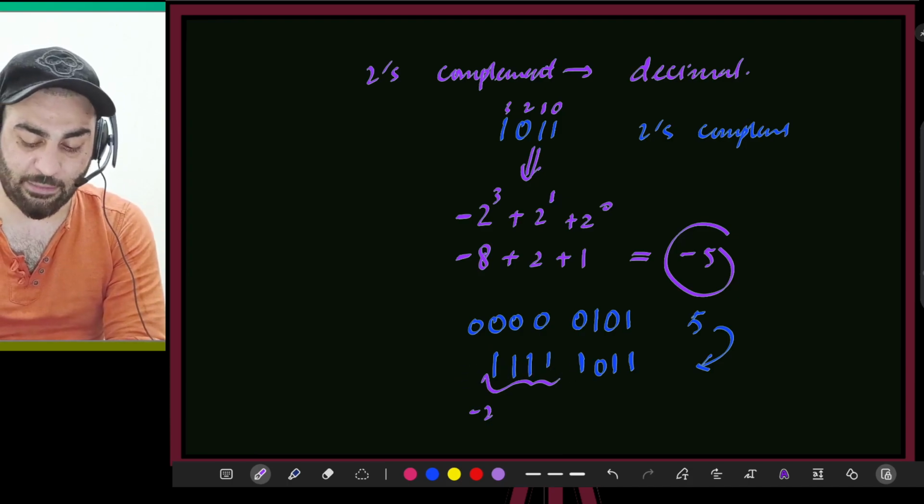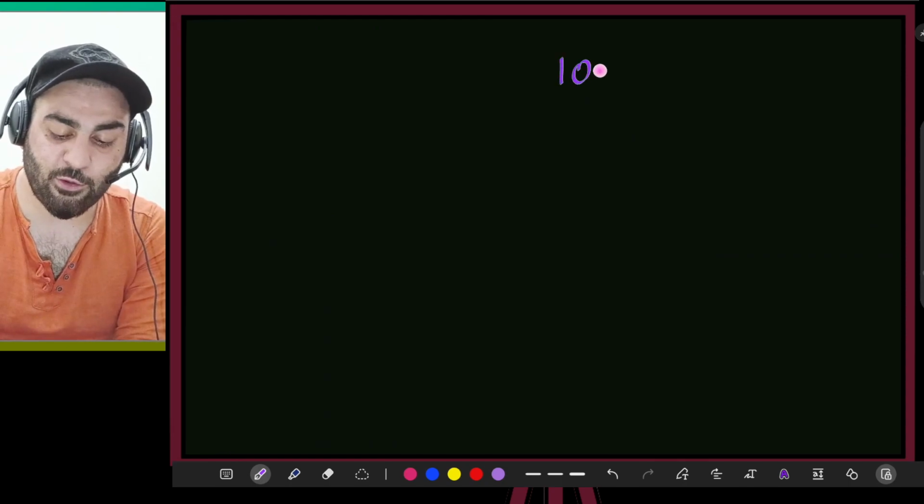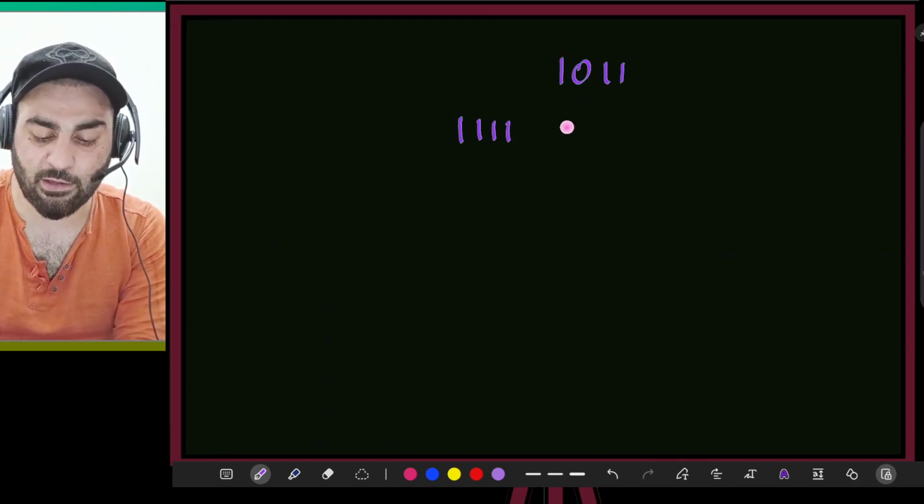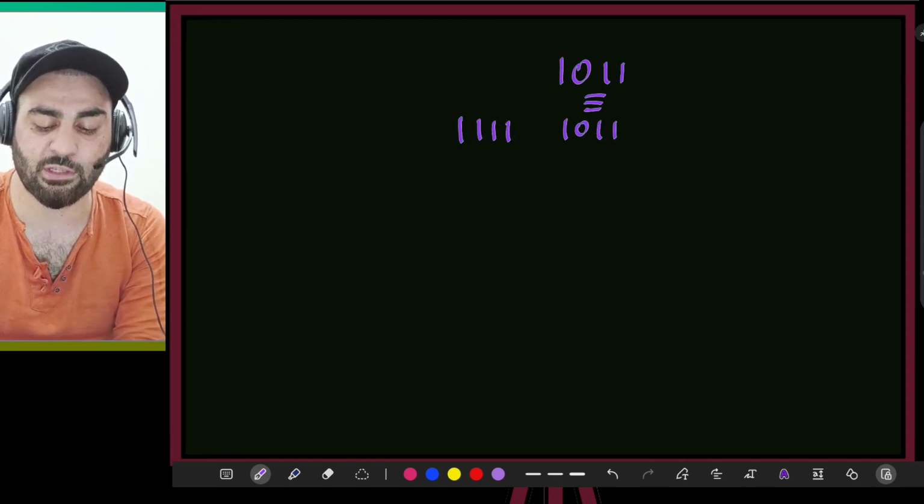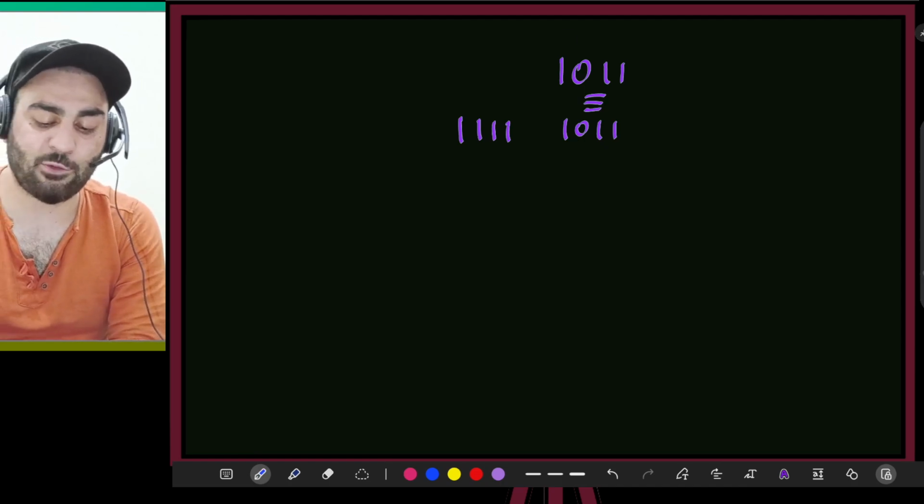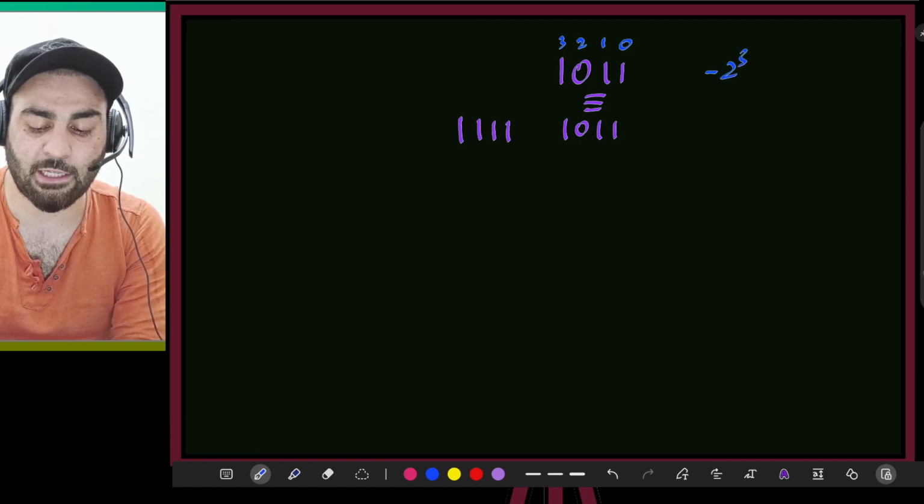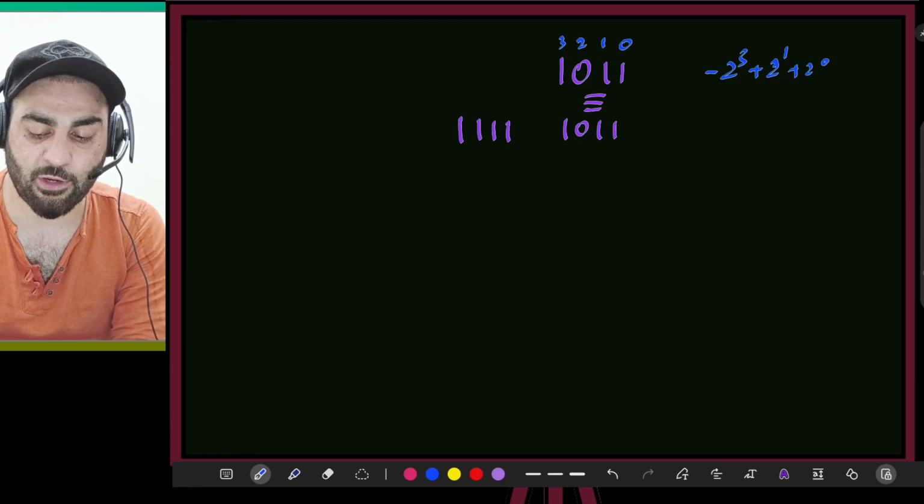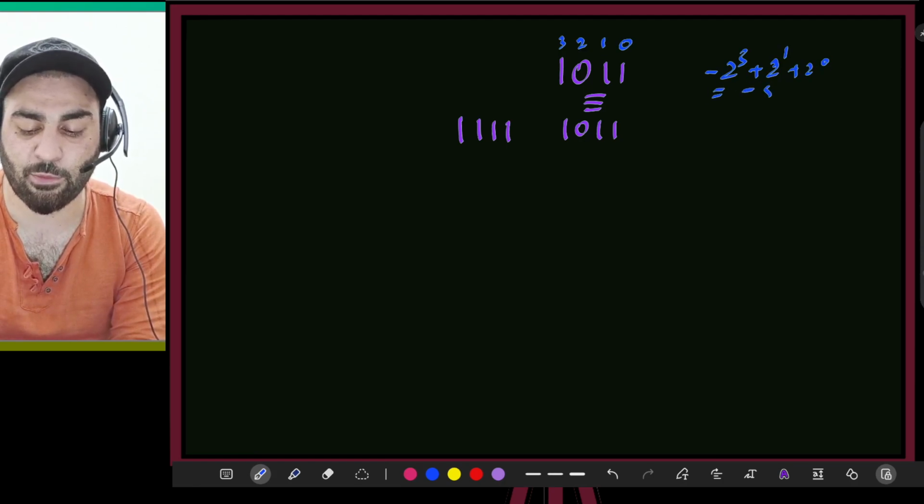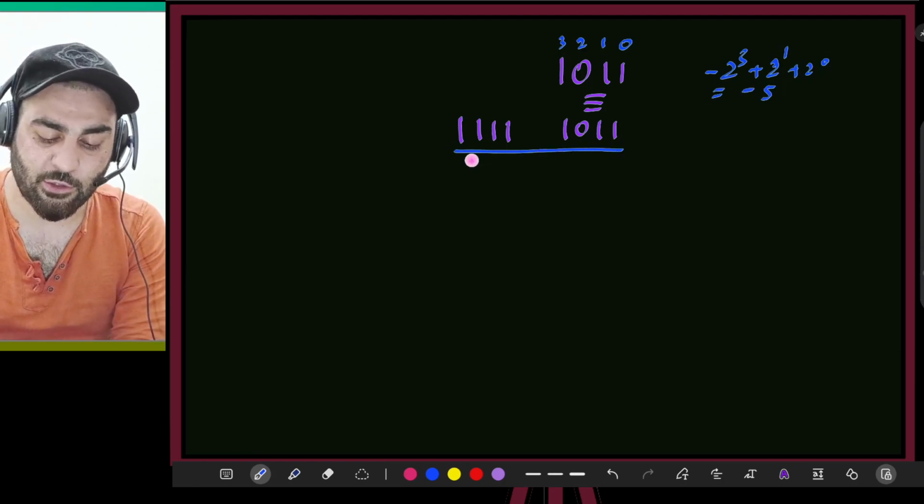Okay, so this representation 1011 and 1111 1011 are equivalent in 2's complement representation. Why? Let's do the computation. This is the third bit, second bit, first bit, zeroth bit. So minus 2 to the power 3 plus 2 to the power 1 plus 2 to the power 0. So this over here is equal to minus 5.